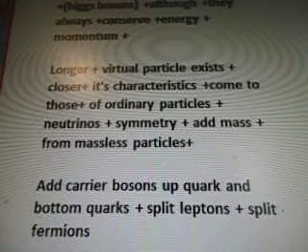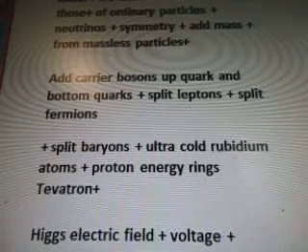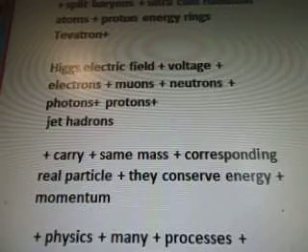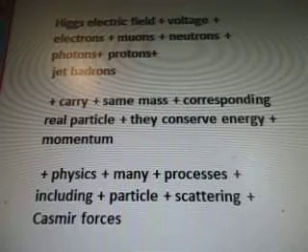The longer a virtual particle exists, the closer its characteristics come to those of ordinary particles, which is neutrinos, symmetry, add mass from massless particles. Add carrier bosons, up quark and bottom quarks, split leptons, split fermions, split baryons, and ultra-cold rubidium atoms, proton energy rings, tabitron. The Higgs electric field, voltage, electrons, muons, neutrons, photons, protons, and jet hadrons. Carry same mass, corresponding real particle, they conserve energy and momentum. Physics, many processes, including particle scattering, Casimir forces, and data continues in the next video. Thank you for watching.